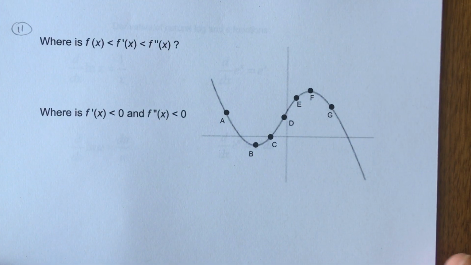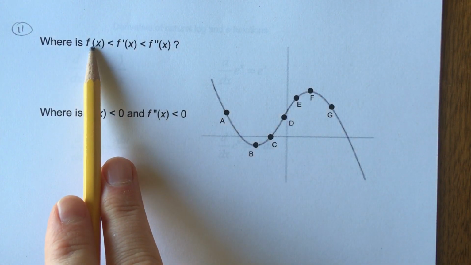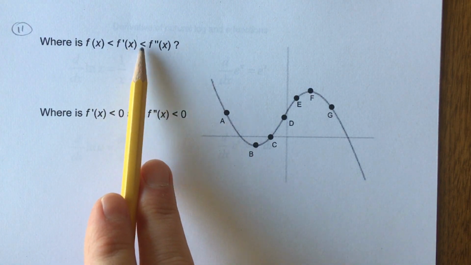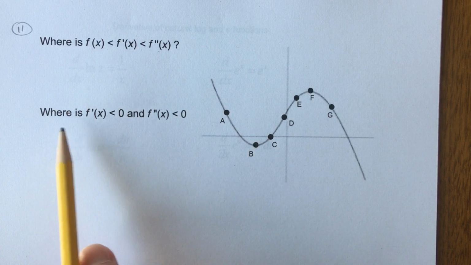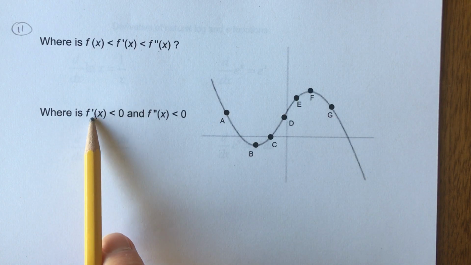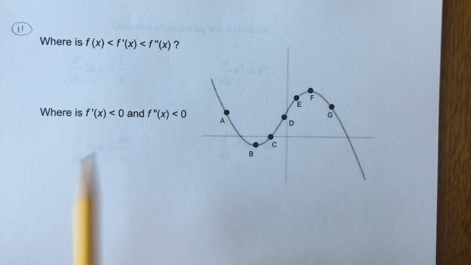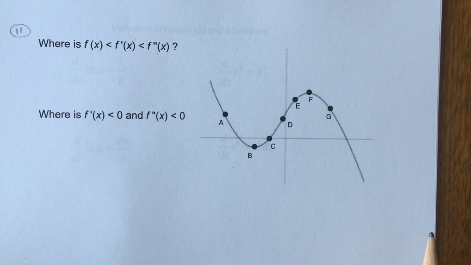Now this one gives you a graph and asks where is the function value less than the derivative value less than the second derivative value. And then this one says where is the derivative negative and the second derivative negative. See if you can figure out those real quick.